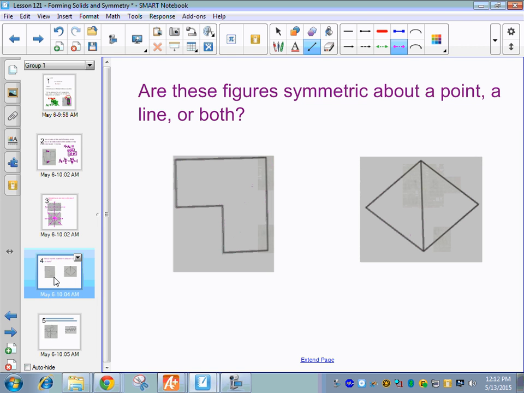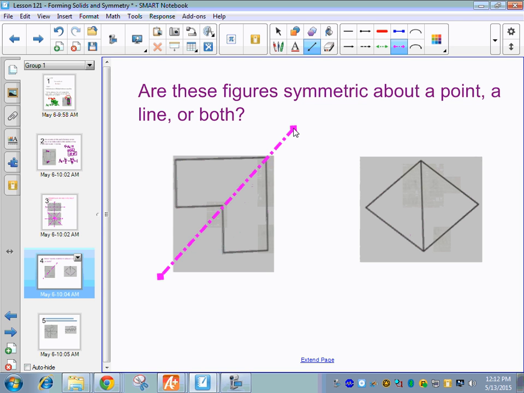All right, are these figures symmetric about a point, a line, or both? So the first one is definitely symmetric about a line. Let's do the lines first on both of them. So Kaden, come up and show me where the line of symmetry is on this shape here. So where can I fold it in half and it folds onto itself? Not sure? Aaron, you got that? Good. Very good. Okay? And there's no other lines of symmetry.